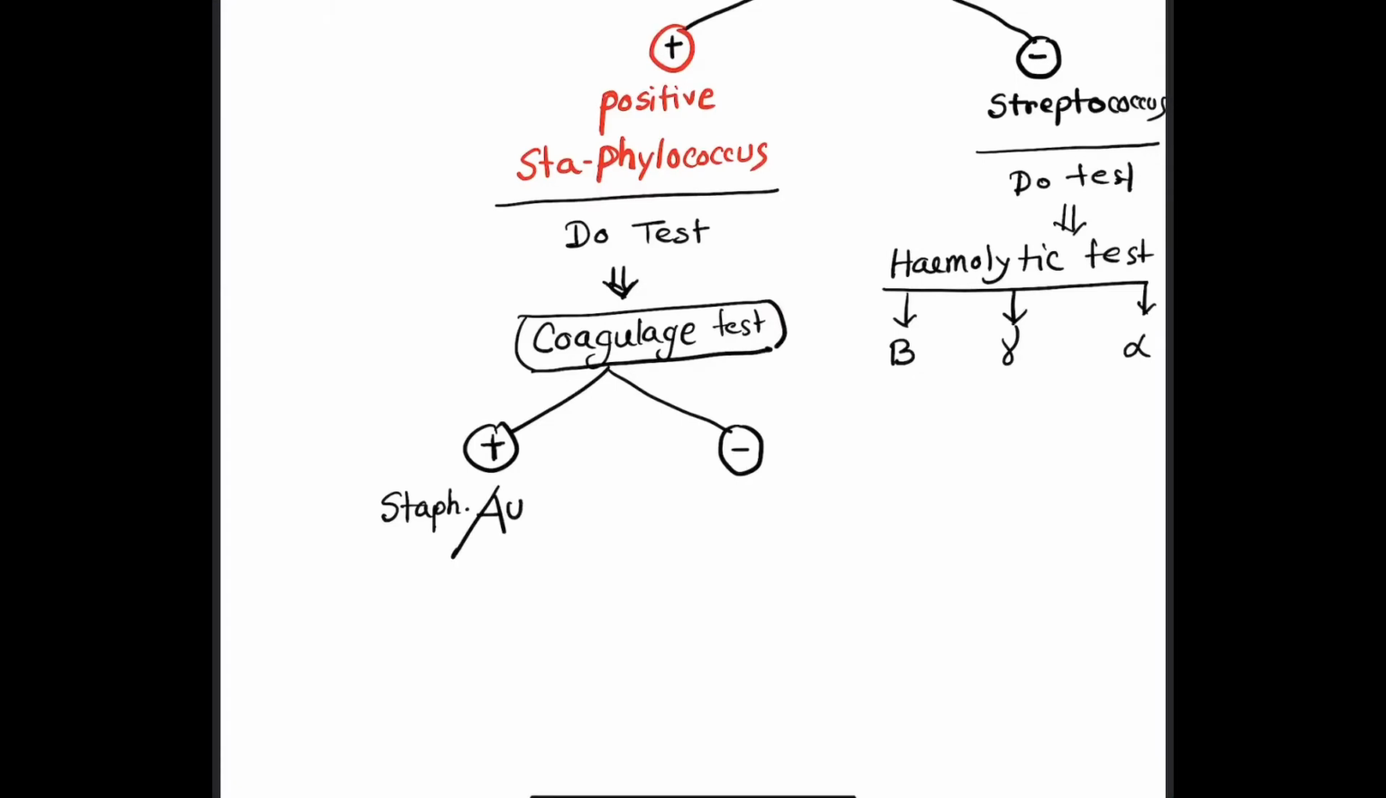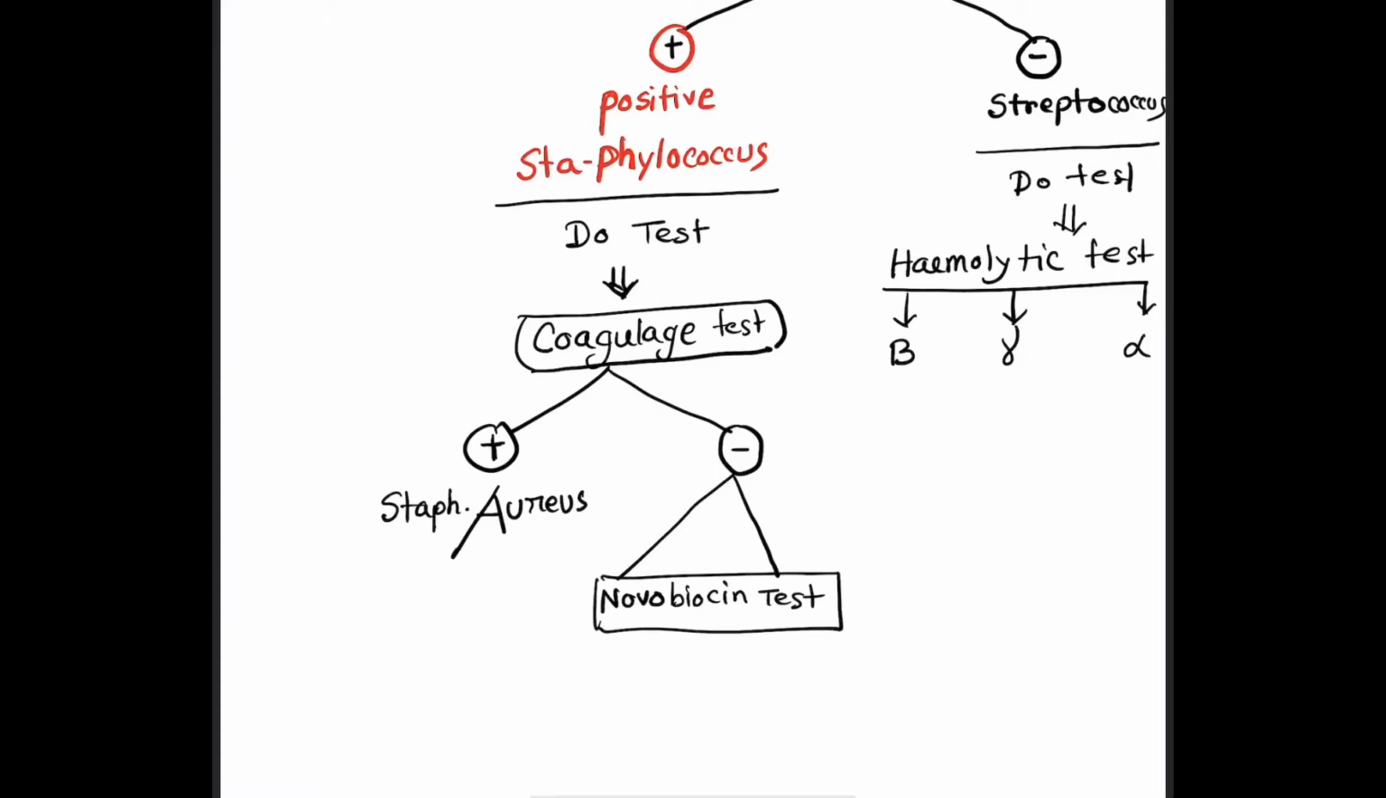If it is coagulase test positive, then it is Staphylococcus aureus. And what about coagulase test negative? After the coagulase test, you have to do the novobiocin test. This novobiocin test helps you identify whether it is epidermidis or saprophyticus. If the novobiocin test is positive, then it is epidermidis, and if novobiocin is negative, then saprophyticus.